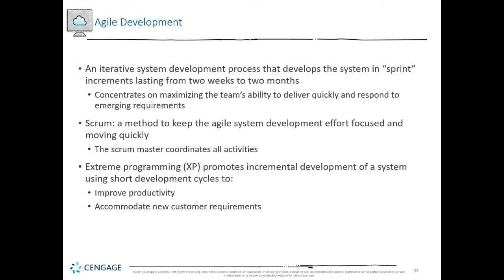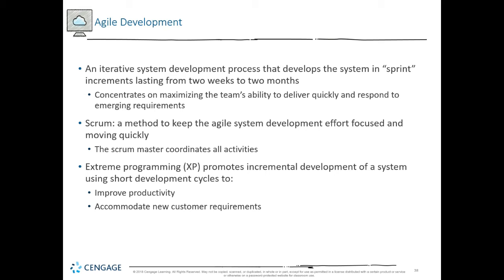Agile development. An iterative system development process that develops the system in sprint increments lasting from 2 weeks to 2 months. It concentrates on maximizing the team's ability to deliver quickly in response to emerging requirements. Scrum is a method to keep agile systems development efforts focused on moving quickly. The Scrum Master coordinates all activities.